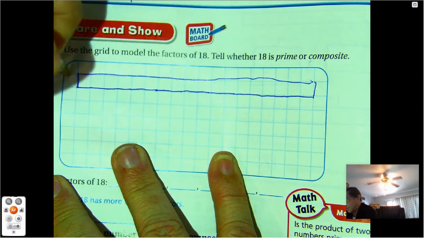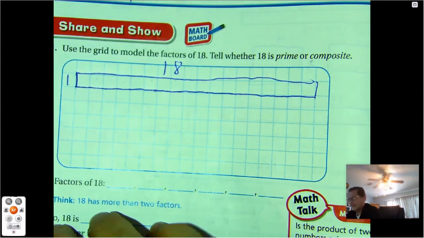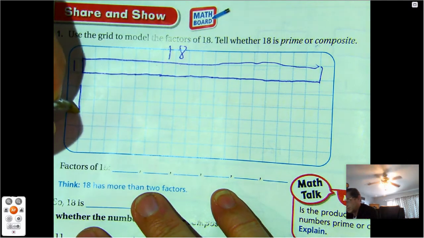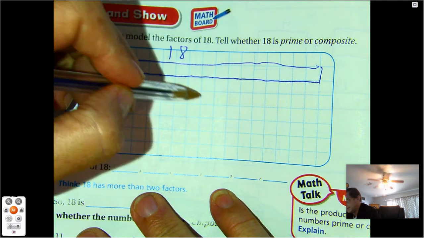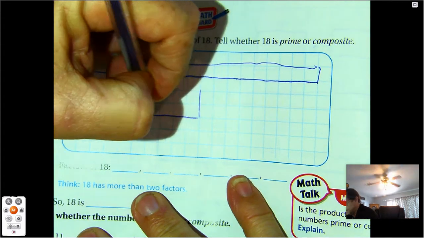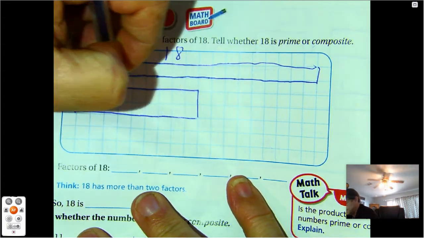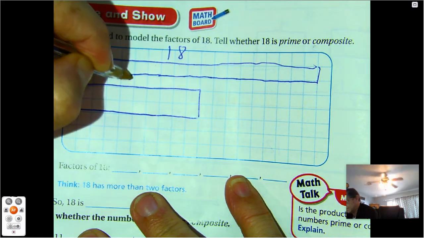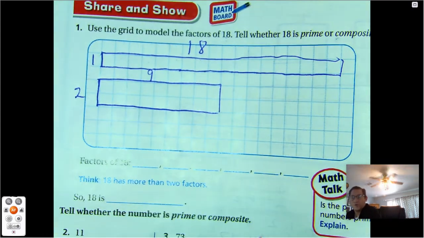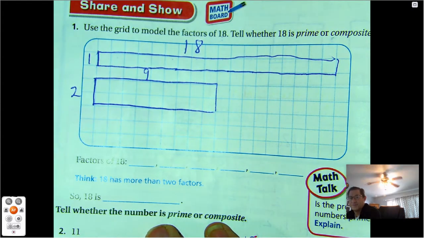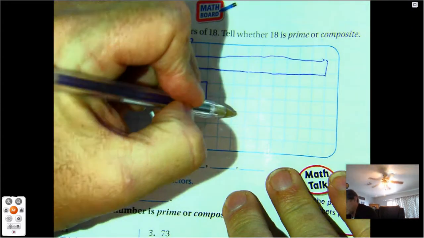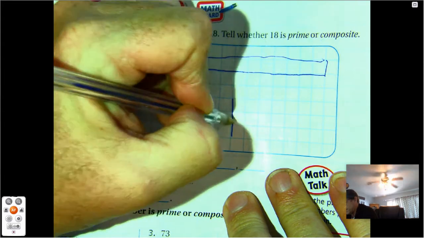One row of 18. And then as I said, I know 2 will work. So 2, 4, 6, 8, 10, 12, 14, 16, 18. I also know 3 will work because 1 plus 8 is 9, and 9 can be divided by 3. So I know we can also go rows of 3. 3, 6, 9, 12, 15, 18.